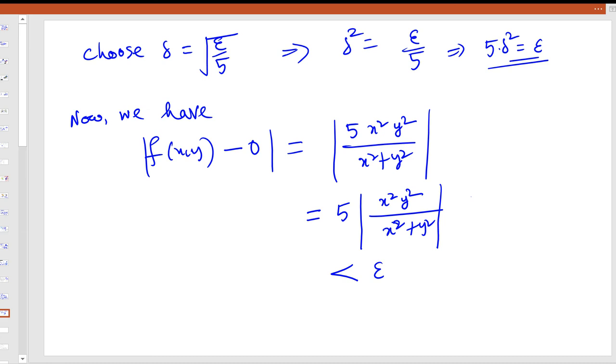5 y square, let me just divide it by x square plus y square. Let me plot the graph, then I will tell you what is actually happening.